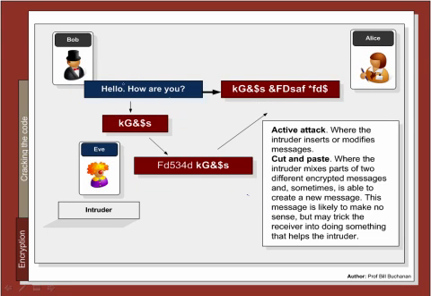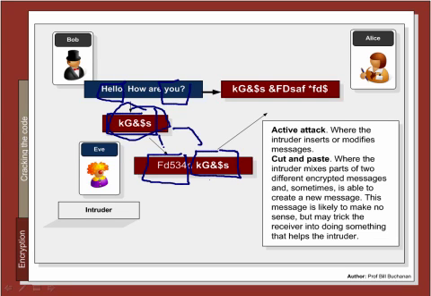We can also have cut and paste. If Eve knows parts of the message and how they're built up, it might be possible to build the message back again from the bits of the ciphertext. So in this case, she has taken bits of ciphertext, pasted them together, and produced a completely valid ciphertext.